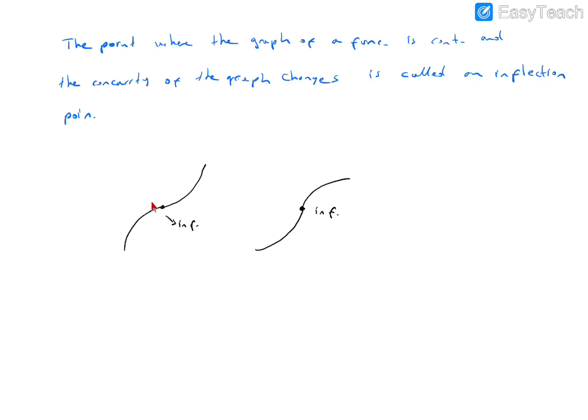Concave up increasing. Here concave up increasing. Concave down increasing. Concave up increasing. So concave down decreasing. Let's look. Concave down decreasing, and concave up decreasing. Again, this is an inflection point. Here concave up increasing, so concave up decreasing, and concave down decreasing. This is again an inflection point.